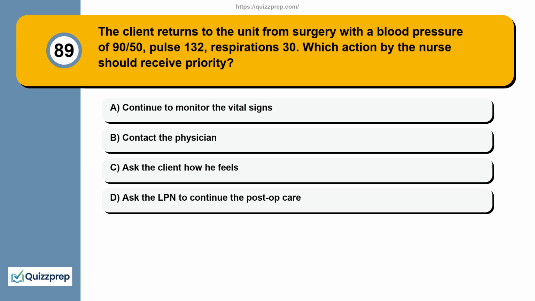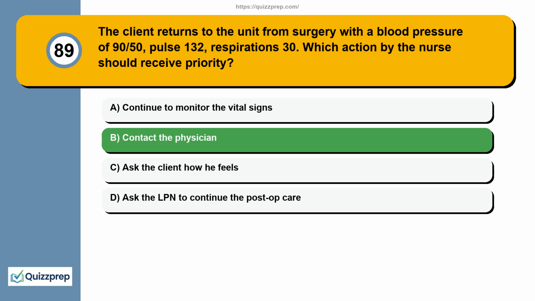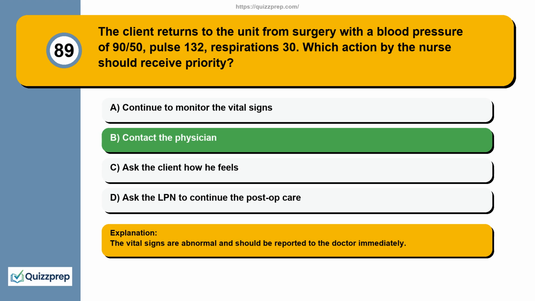Question 89. The client returns to the unit from surgery with a blood pressure of 90/50, pulse 132, respirations 30. Which action by the nurse should receive priority? Continue to monitor the vital signs. Contact the physician. Ask the client how he feels. Ask the LPN to continue the post-op care. The vital signs are abnormal and should be reported to the doctor immediately.